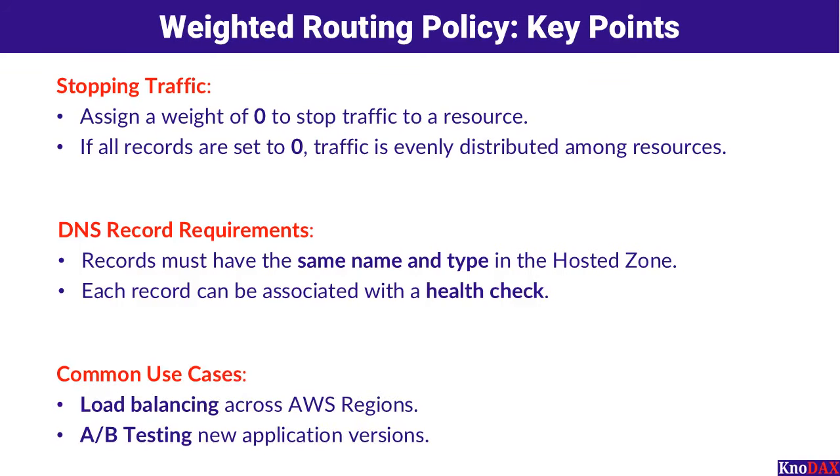Typical use cases for weighted routing include load balancing traffic across AWS regions, and A/B testing to evaluate new application versions by gradually routing traffic to them. This policy provides great flexibility for distributing and managing traffic in dynamic environments.